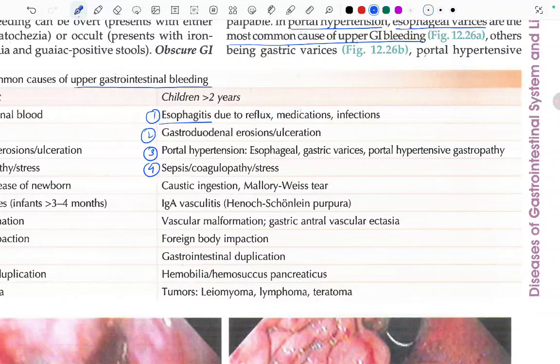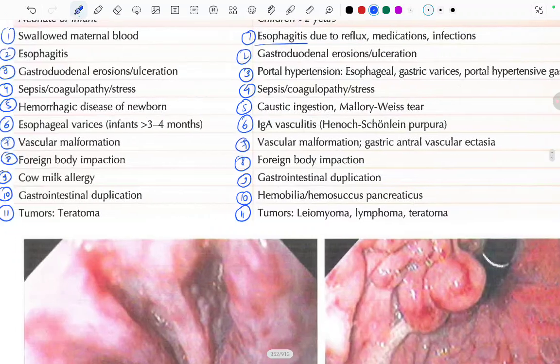caustic ingestion and Mallory-Weiss tear, IgA vasculitis, vascular malformation, gastric antral vascular ectasia, foreign body impaction, gastroduodenal duplication, hemophilia, hemosuccus pancreaticus, and tumors, that is leiomyoma, lymphoma, and teratoma.